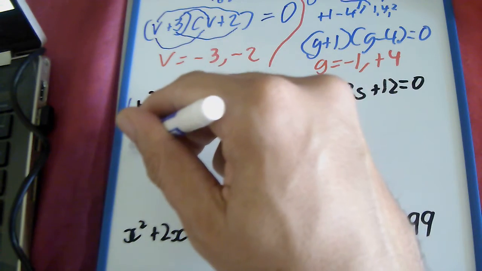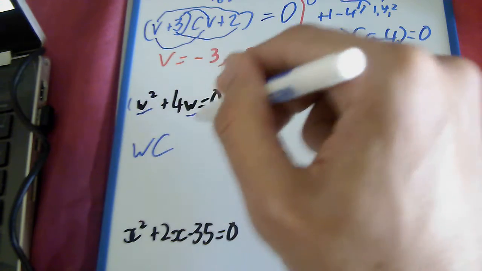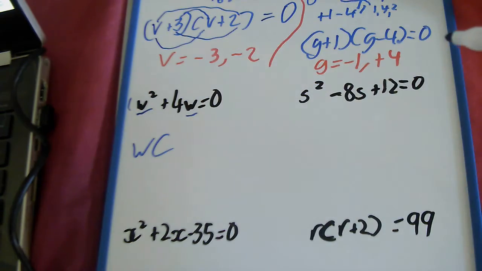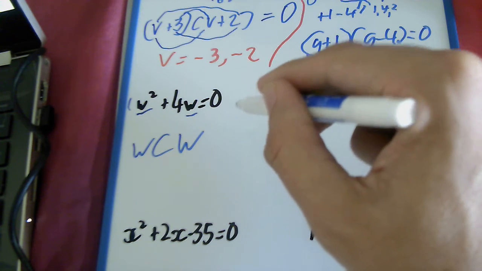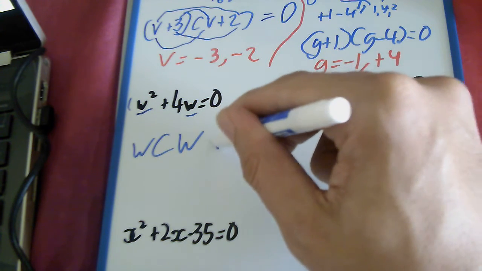So we just have to take the W out because it's common to both. If we do W squared divided by W, we'll get W. If you do 4W divided by W, you will get plus 4.